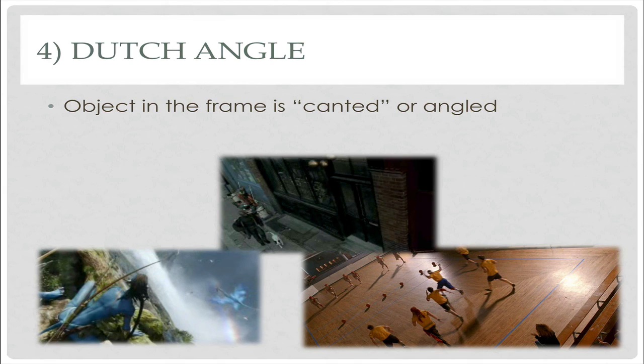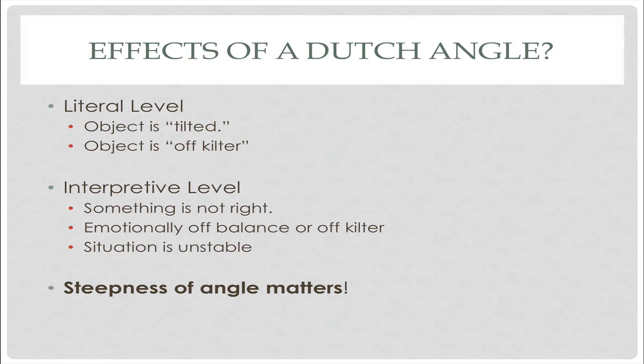The fourth angle is what we call a Dutch angle. And so this is when the object in the frame is canted or angled, or another word to think about is maybe banked. Basically, the camera has taken the horizon, and instead of it being a horizontal line, it has taken the horizon and angled it. This is a Dutch angle. And so what are the effects of a Dutch angle?